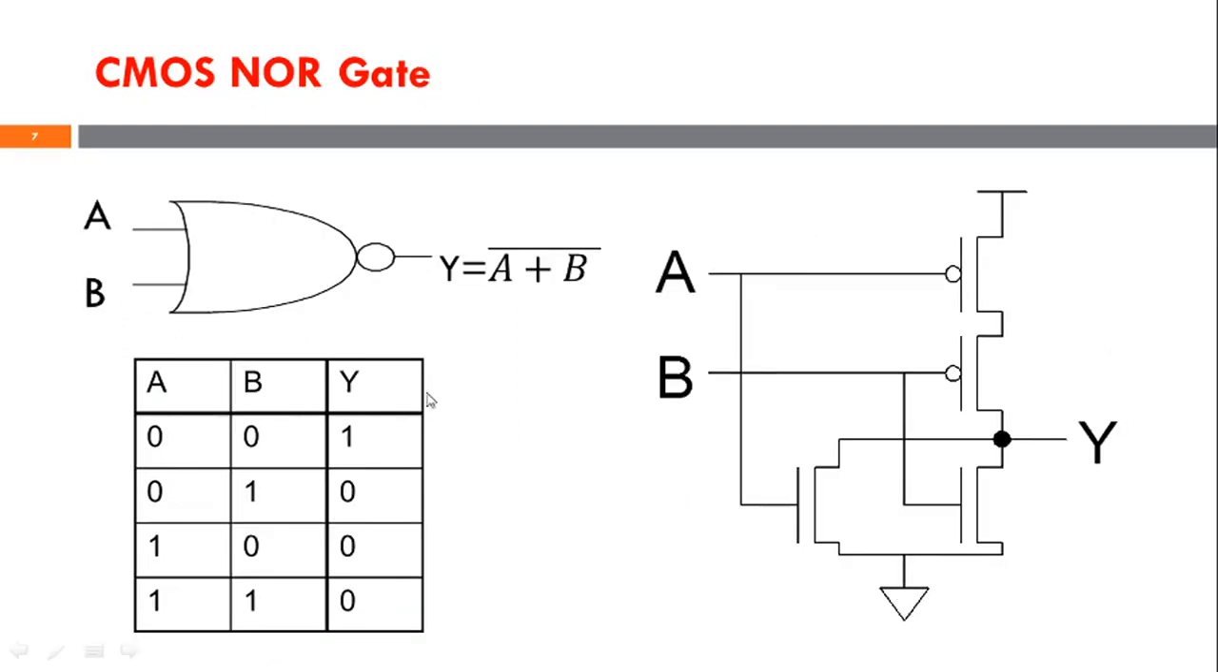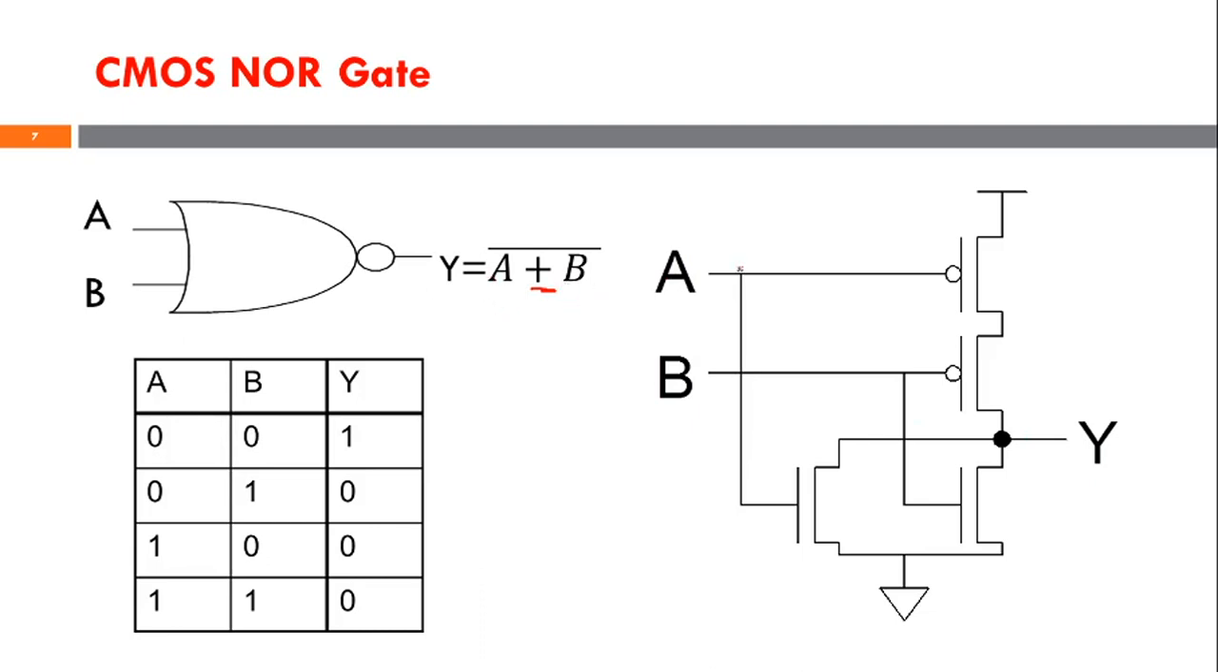In the same way, what about your NOR gate? A and B are the inputs and the output is Y. Y can be written as (A plus B) bar. As there is a plus operation, for the plus operation your PMOS should be connected in series and NMOS should be connected in parallel.